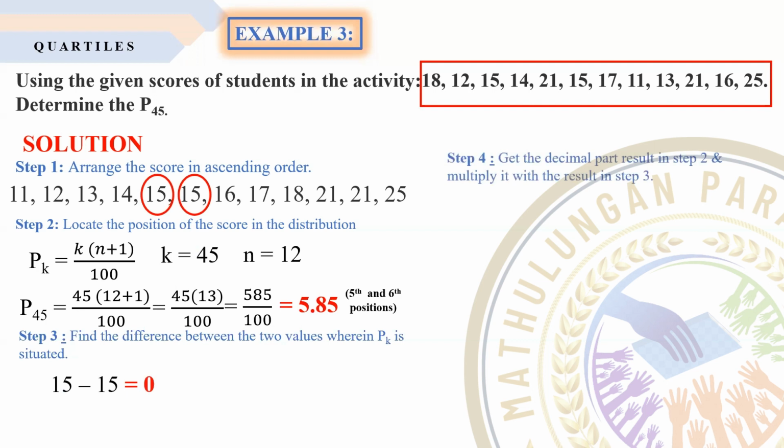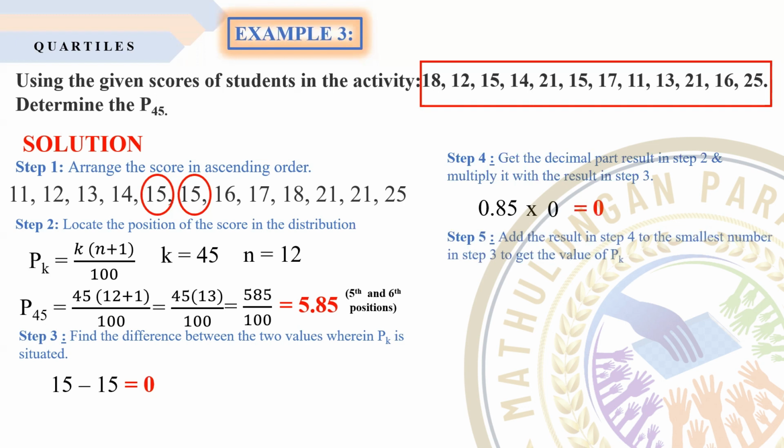Okay, so step 4 natin, get the decimal part result in step 2 and multiply it with the result in step 3. Ano ba yung decimal part natin, which is 5.85? That is 0.85 times, nakuha natin sagot sa step 3 ay 0. Of course, any number multiplied by 0 is always 0.